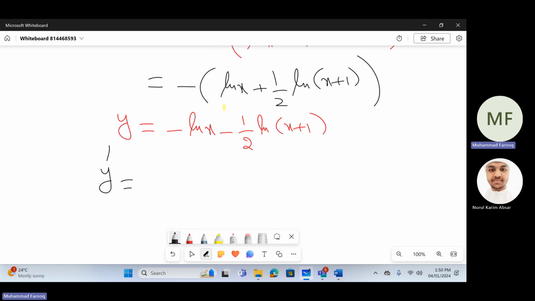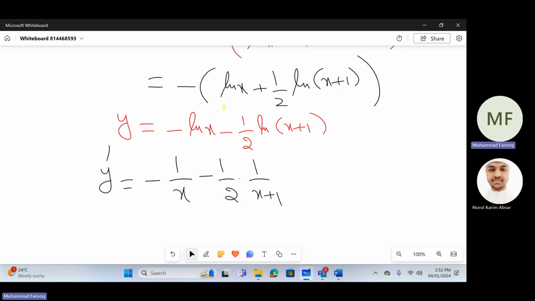Now calculate y prime. The minus sign is as it is, the derivative of ln x is 1 over x, times the argument derivative, which is 1. Again, half is as it is, 1 over x plus 1 times the derivative of x plus 1, which is 1. So no need to write the 1 here.